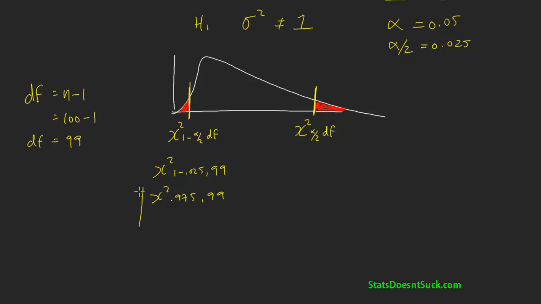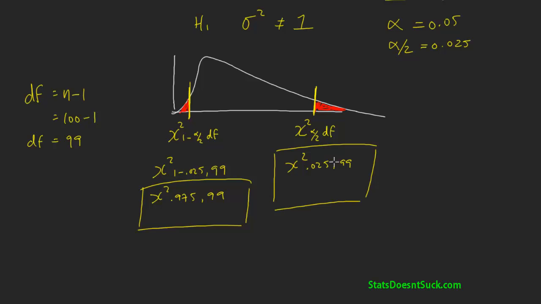So I'm going to look up this rejection region. And this one here is chi-squared dependent upon half of alpha. We know that that is 0.025 and the degrees of freedom are 99. Okay, so we also have to look up this one. So we're going to be using degrees of freedom 99 in both cases. We need to look at the 0.975 column and the 0.025 column.